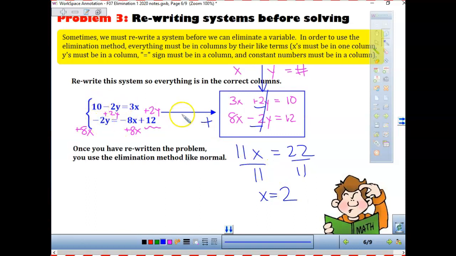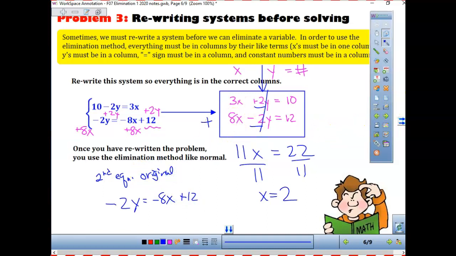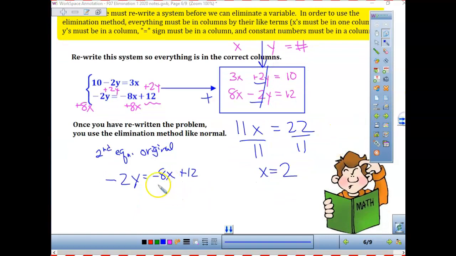Now, since I'm solving for y, and I notice in the second equation I have negative 2y, I'm going to go to the second equation instead of the first. I look at that second equation and I want to write it down exactly. Negative 2y equals negative 8x plus 12. So you're always going to your original. Don't go to the one that you did a rewrite on. Because sometimes some of you will make a really simple mistake on the rewrite.